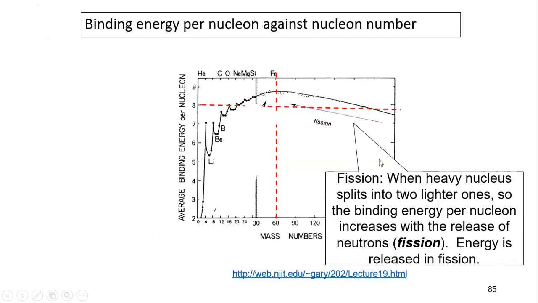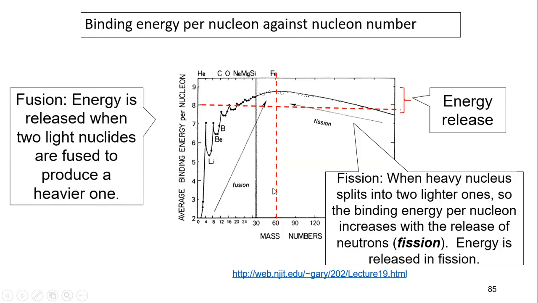Right? So if we break up, fission is here. That's your fission, where a heavier nucleus splits into two lighter ones, so that binding energy per nucleon increases. So heavier one here forms into two smaller ones here. So binding energy increases. So energy is given out. Same for fusion, smaller ones here. These two join together to form helium or beryllium. Energy is released when two light nuclei are fused to produce a heavier one.